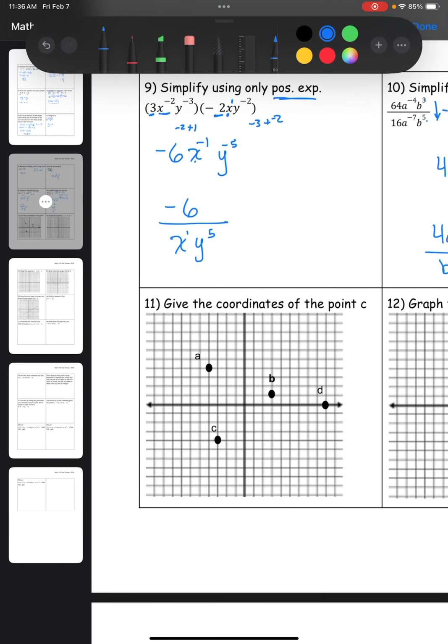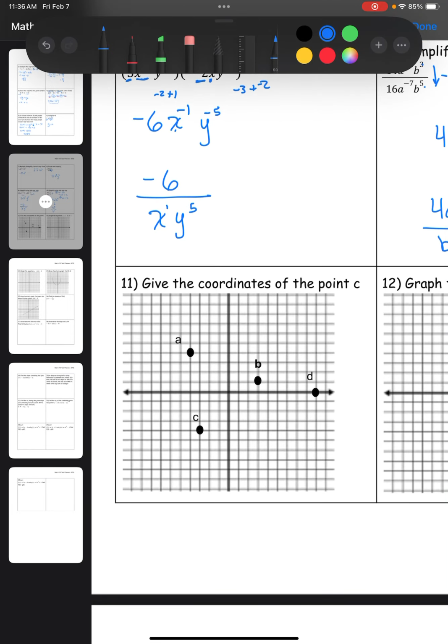All right, number 11, give the coordinates of the point C. Like your teacher said on your test, it's going to have many, many points. You're just supposed to isolate one. Here they want us to figure out C. So by that, how many do we need to go over, and how many are we down? We have 1, 2, 3, so we have negative 3, and we have 1, 2, 3, 4, negative 4. So C is negative 3, negative 4.